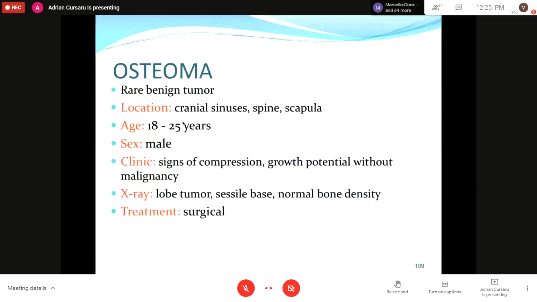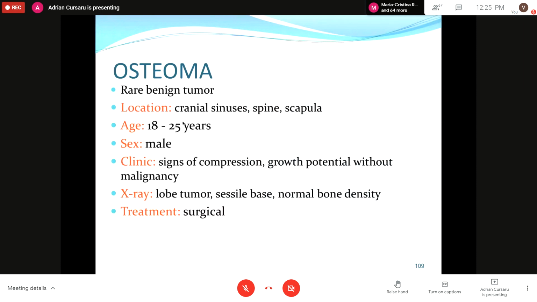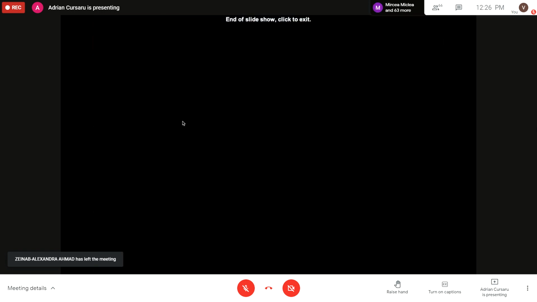Another type of tumor is represented by osteoma. It is a rare benign tumor in young patients, more specific for males but it could appear in females. On X-ray, you will see a low tumor with a sessile base and normal bone density, and you will see very well the transition between the abnormal tissue and the normal tissue. What's the correct treatment? The surgical one, curettage and filling with grafts.